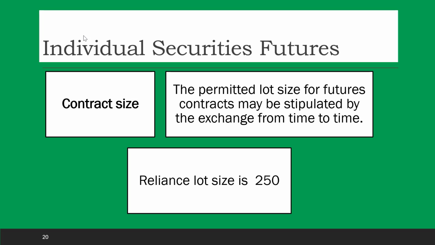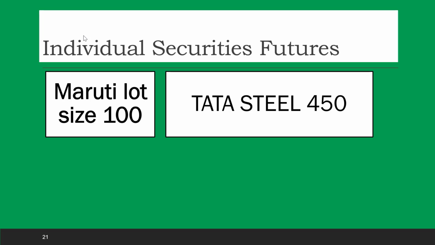If you want to buy Reliance shares, you can buy even one share in the cash market, but you can't do that in the futures and options market. You have to buy a minimum of 250 shares. 250 into say 2,400 is about 5 lakh rupees, which is the money you are actually playing with. Reliance has 250. Similarly, other stocks like Maruti has a lot size of 100, Tata Steel is 450.